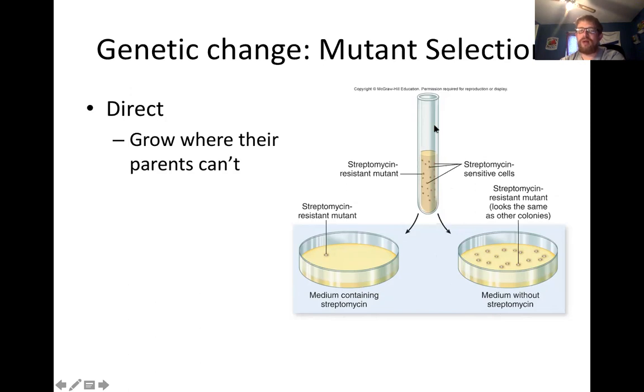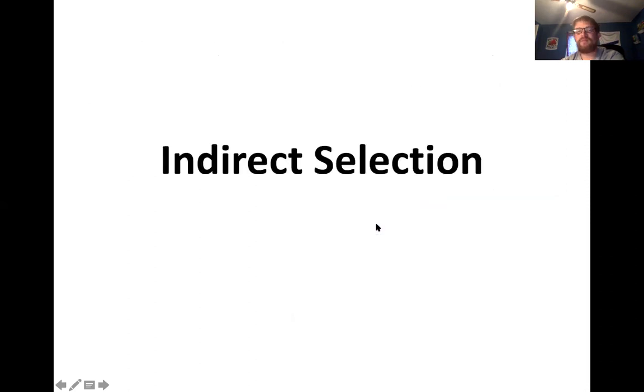You take a sample of bacteria from the tube and put it on each plate. All the bacteria should grow here, streptomycin resistant or streptomycin sensitive, because there's no antibiotic in the plate. So here you can't distinguish between the two colonies. Here, however, if streptomycin's in the plate, the colonies that grow are resistant to streptomycin. That means they have the mutations. This is direct selection.